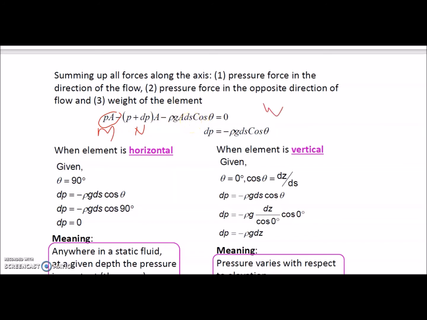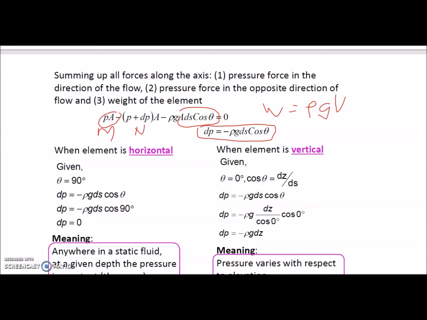Weight is density times gravity times V, so this is rho g V. We use cos theta because it is an inclined plane. After calculating using standard mathematics, we get the change of pressure is equal to negative density times gravity times change of length times cos theta.